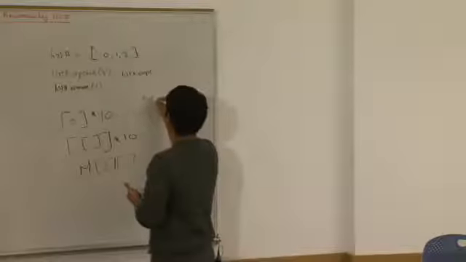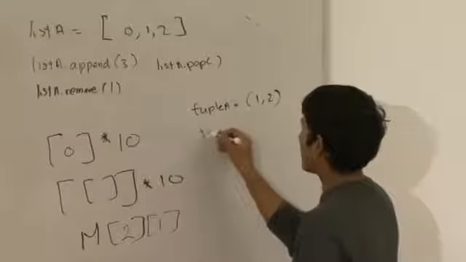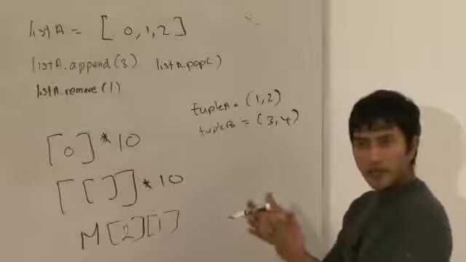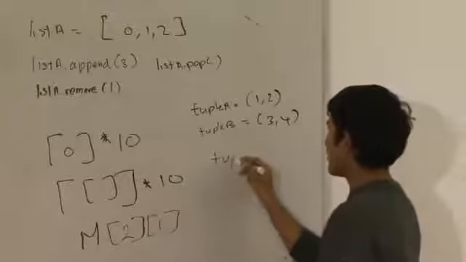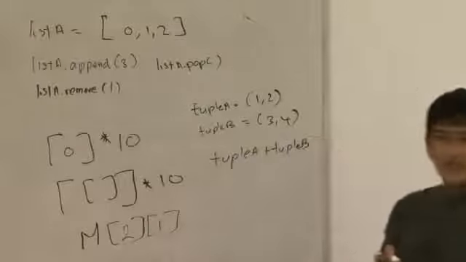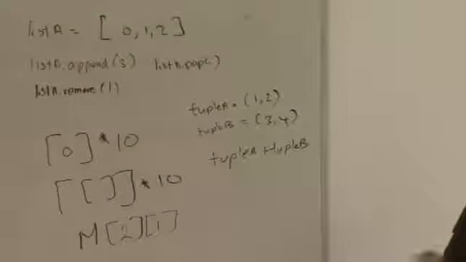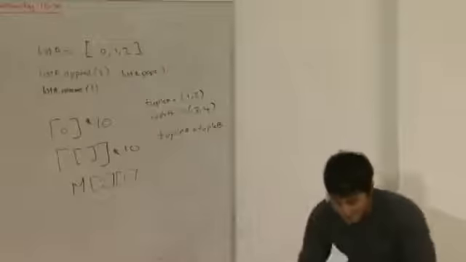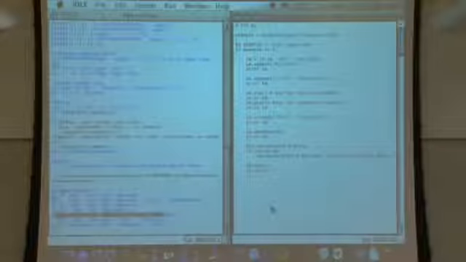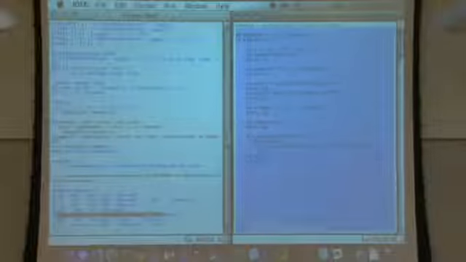For example, you have tuple A, which is 1, 2, and suppose you have tuple B, 3, 4. If you want to combine them, how would you do it? Tuple A plus tuple B. Okay, that concatenates. This operator is overloaded for tuples. So lists are mutable, so you can do all of these things. Let's look at a few other examples too.